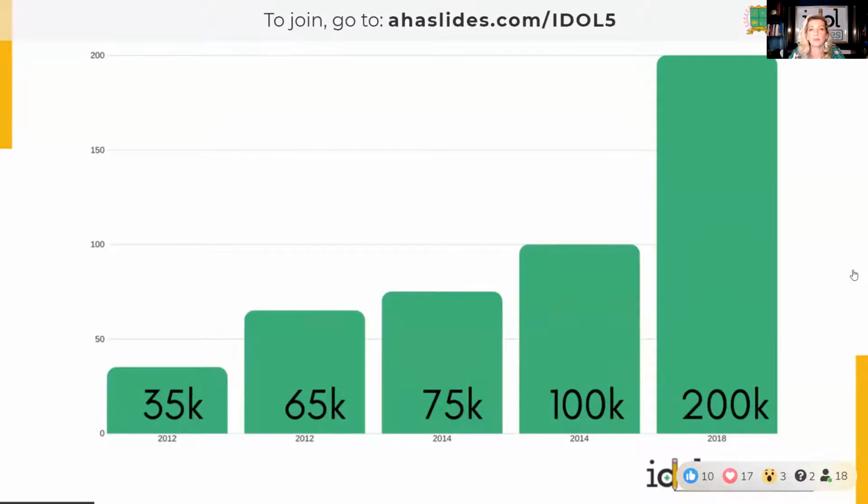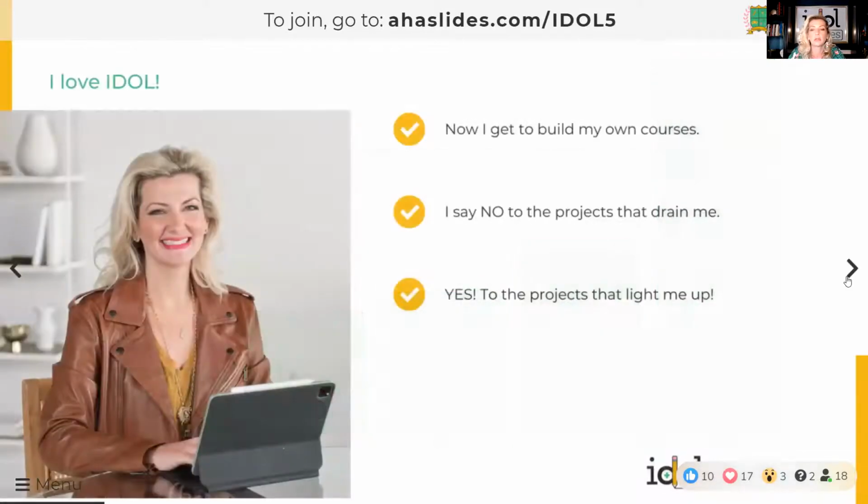And then I started my own business, Idol Courses, serving clients in 2018. And that's when I reached the 200K mark. And what I want this story to show you is that now I get to build my own courses. I get to say no to the projects that drain me and yes to the projects that light me up.